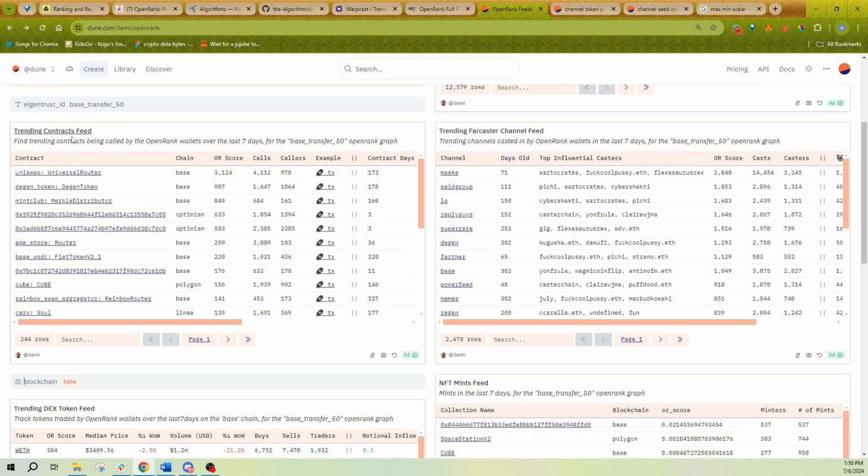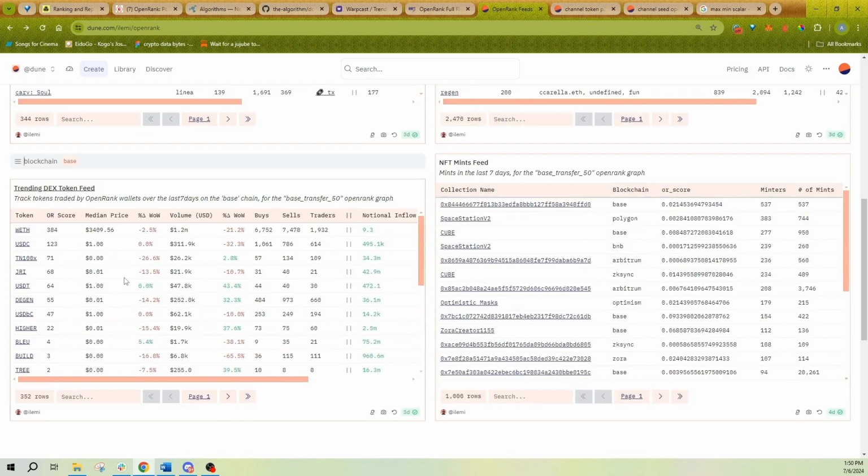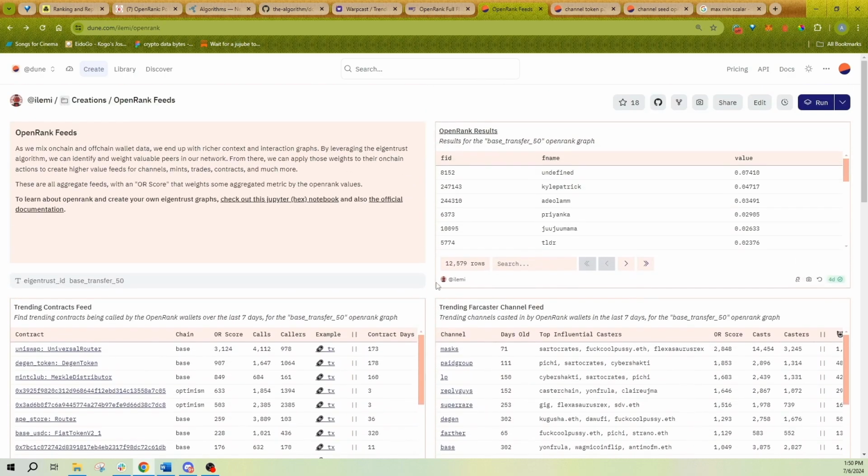And I've taken this feed of outputs here and essentially done trending contracts, trending channels, trending ERC20 tokens, as well as trending NFTs across chains, all with this one feed. And again, our main benefit here is that we got to include 12,000 of the 60,000 casters in this weighting instead of just maybe the top 3 to 5 casters basically defining the whole recommendation system.